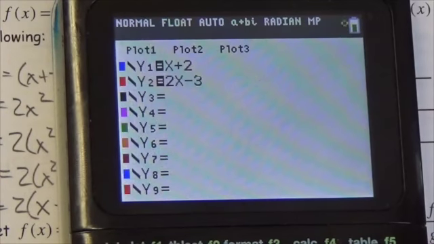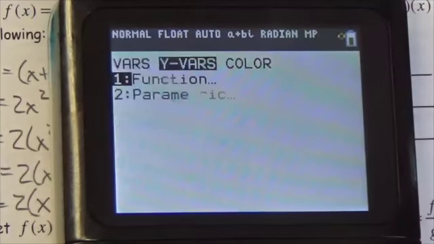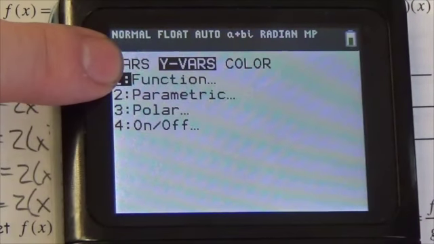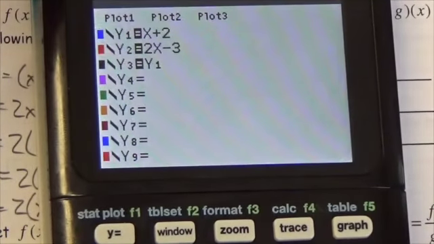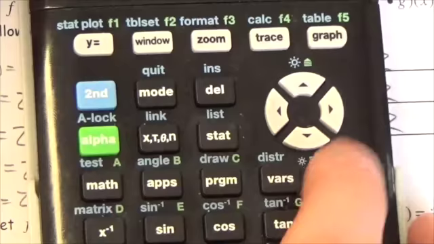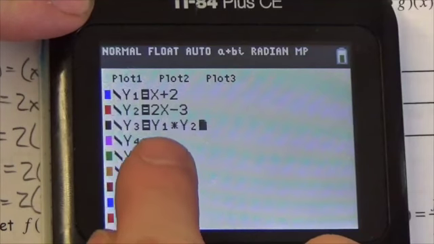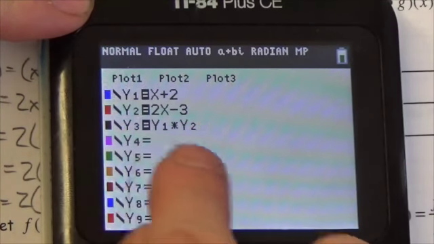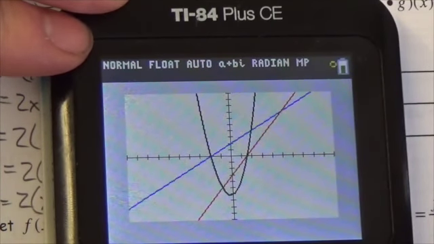Now, what I can do here to get the product of the two, actually I can press my vars button right here, go over to the y vars, and then the only one here that I recognize is function. This is where I've stored my equations here. So I'm going to choose y1, and I'm going to multiply that by, and again, I'm going to go into my vars, over to y vars, choose function, over to y2. So this is going to go up to the function in y1, to the function in y2, and multiply them together. Now, if I graph this, I get this function right there, and that function represents the product of those two.